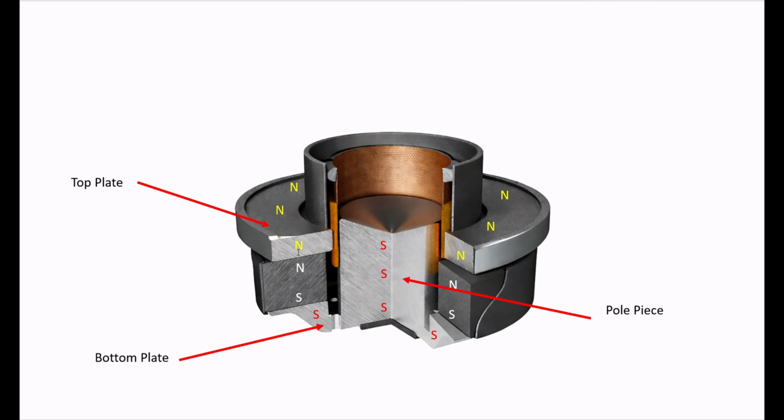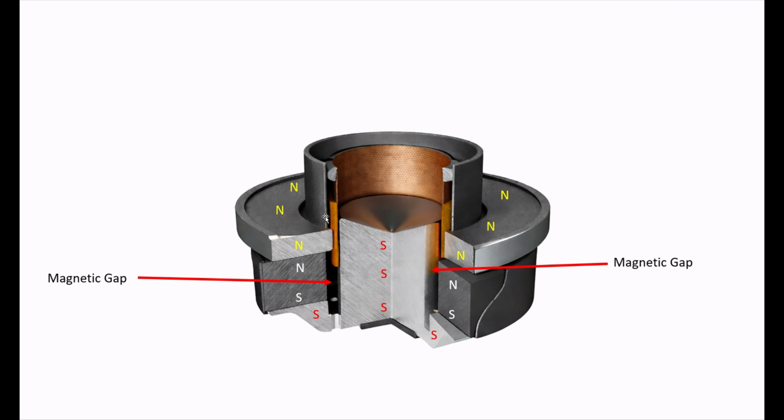And so the magnetic force has to jump that gap, and depending on the engineering of the shape and all that type of stuff, the magnetic force gets concentrated in this gap, and it's in this gap that the voice coil moves up and down. We call this gap, surprisingly, the magnetic gap, right?